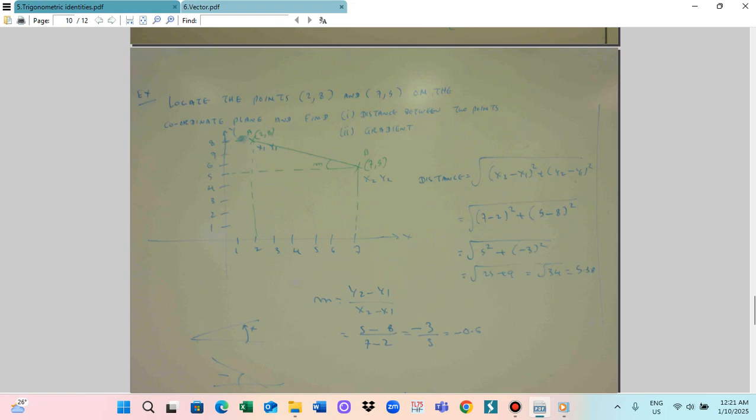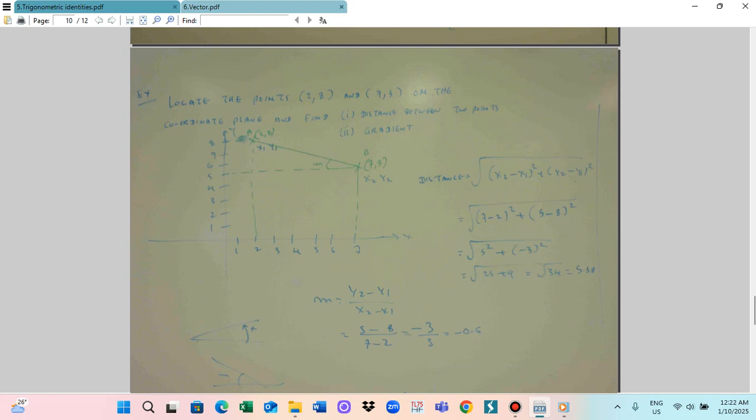This is the point (2, 8), so we label this one as A. And similarly, the point (7, 5): horizontal 7, vertical 5. So that one is B. So you have to find the distance between these two points and the gradient.